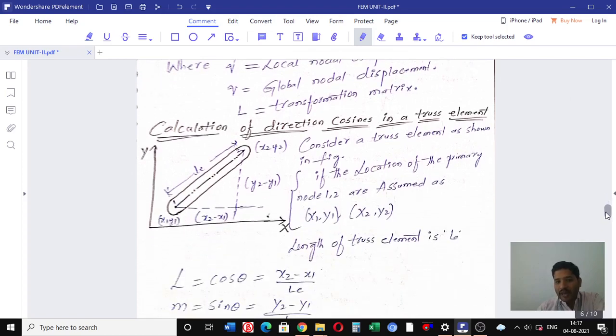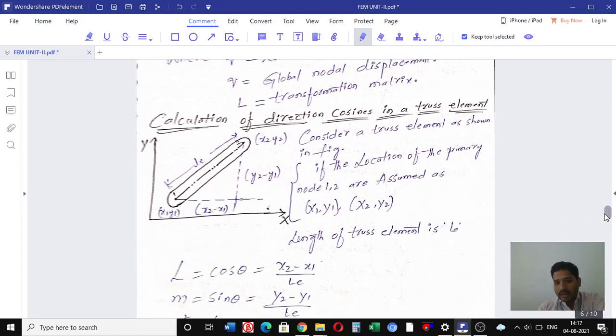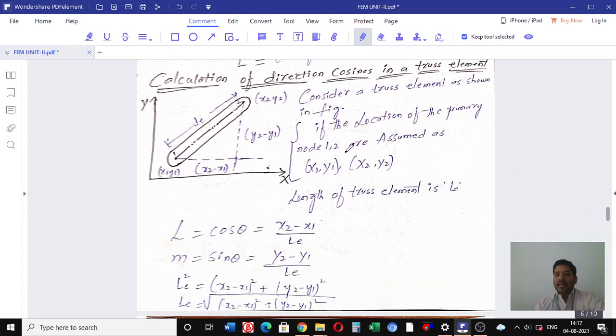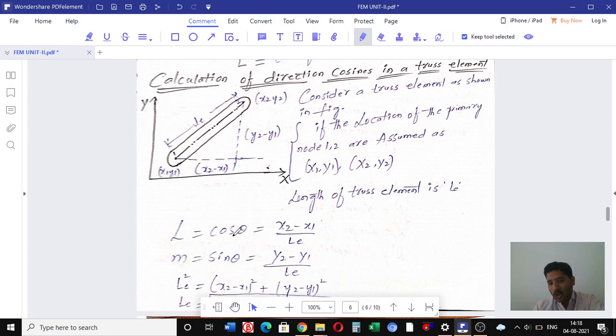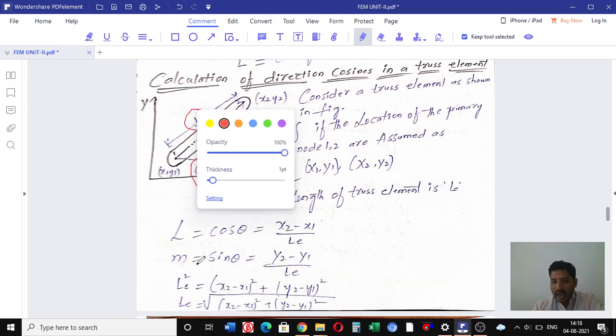After that we need to find out the calculation of direction cosine in a truss element. So we have considered a truss element as shown in the figure. We have two primary nodes, node 1 and node 2. So node 1 we need to assume as x1 y1, and node 2 as x2 y2. So for the length of the truss element, we can represent L as cos theta. Cos theta value is x by r, nothing but base by hypotenuse. Here the base is x2 minus x1, and the hypotenuse is LE. Clear?